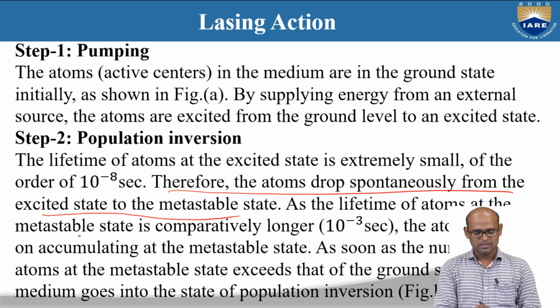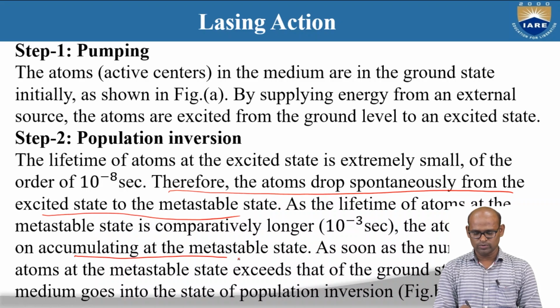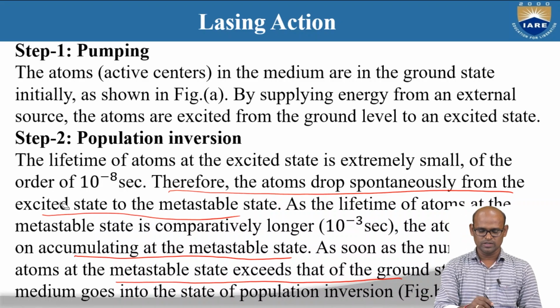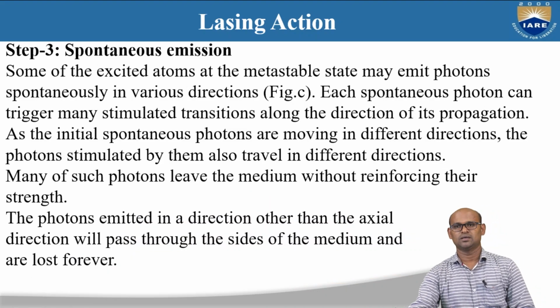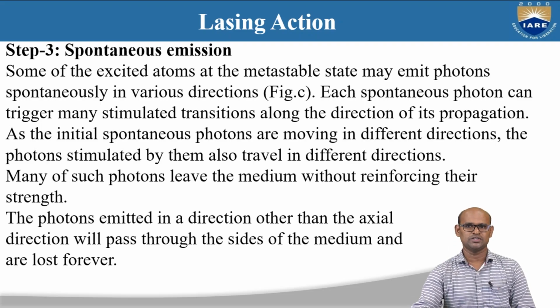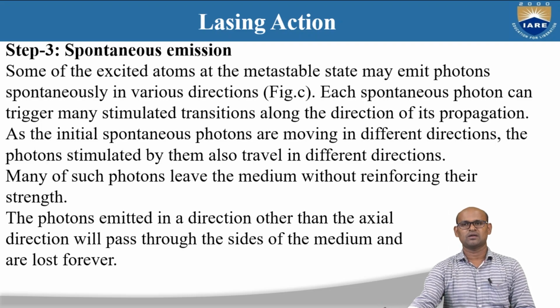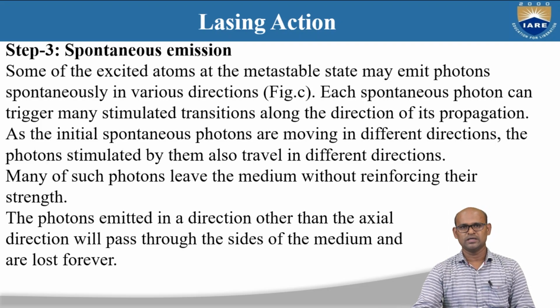As the lifetime of atoms at the metastable state is comparatively longer than the normal excited state, atoms are going to accumulate in the metastable state. As soon as the number of atoms in the metastable state exceeds the number of atoms in the ground state, we are going to achieve population inversion. So to achieve population inversion, we need a metastable state. Without a metastable state, it is very difficult to achieve population inversion. If we have a metastable state, the atoms that are excited to the metastable state are going to stay for a longer time, and they are going to get accumulated in the metastable state.